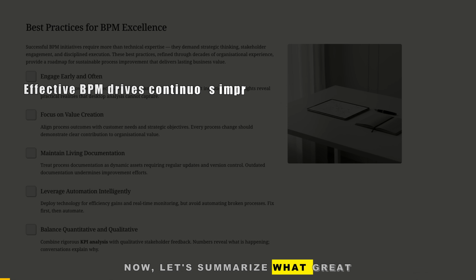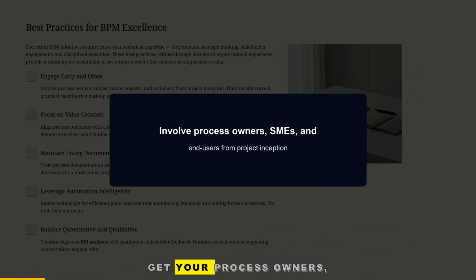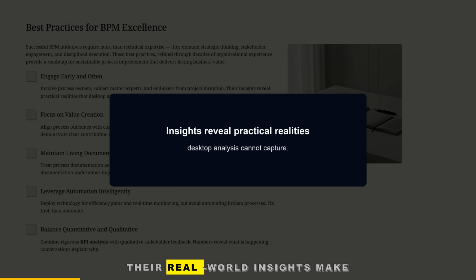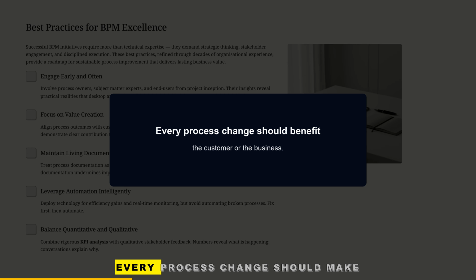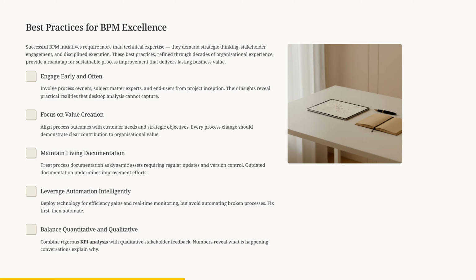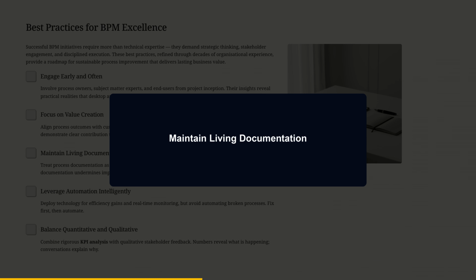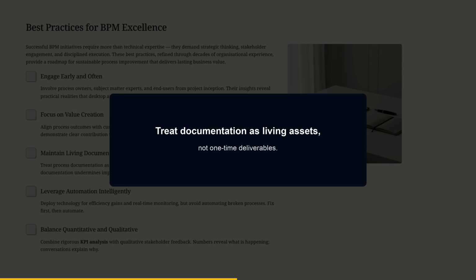Now, let's summarize what great BPM looks like in practice. Engage early and often. Get your process owners, SMEs, and end users involved from day one. Their real-world insights make your analysis grounded and practical. Focus on value creation. Every process change should make life better for the customer or for the business. If it doesn't add value, it's not worth doing. Keep your documentation alive. Processes evolve, so your models and reports must evolve with them. Treat them as living assets, not one-time deliverables.